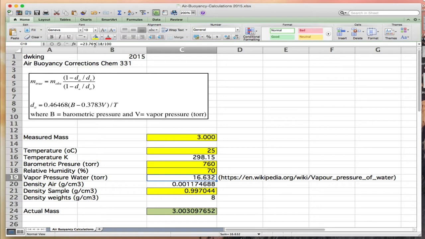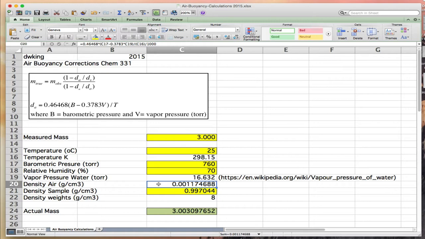That is the saturation vapor pressure of water at 25 degrees. C18 is the 70 divided by 100, which gives me a fraction of 0.7. So 0.7 of 23.76 is 16. This Wikipedia link would take you to the saturation vapor pressure of water at different temperatures. So if you were working in a cold room or in a very hot environment, you might want to correct the saturation vapor pressure for the actual temperature of your room.